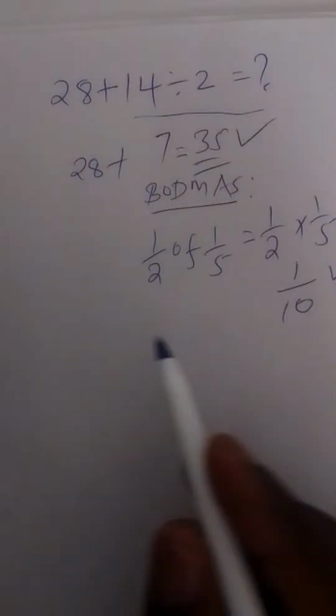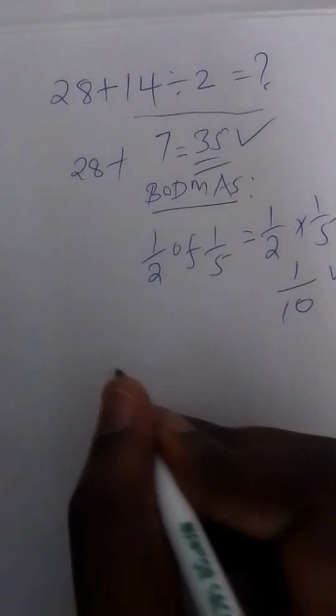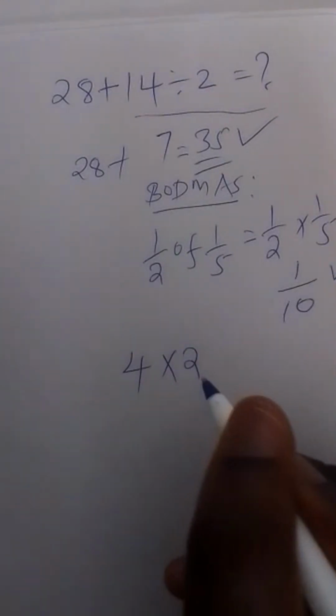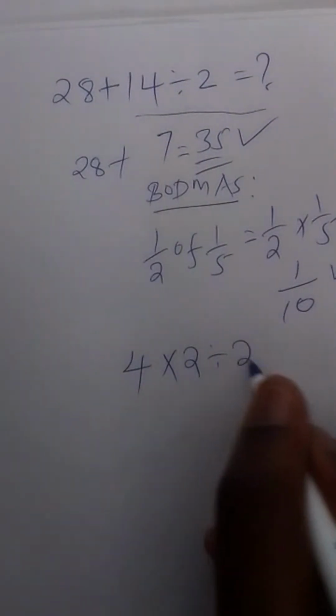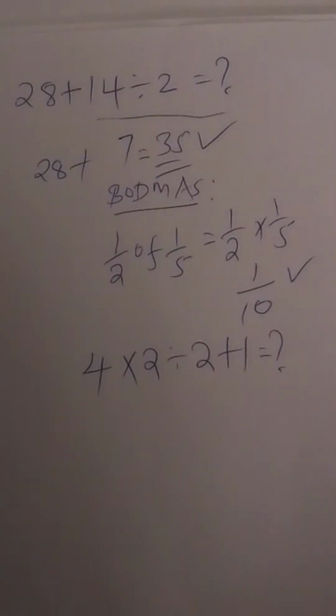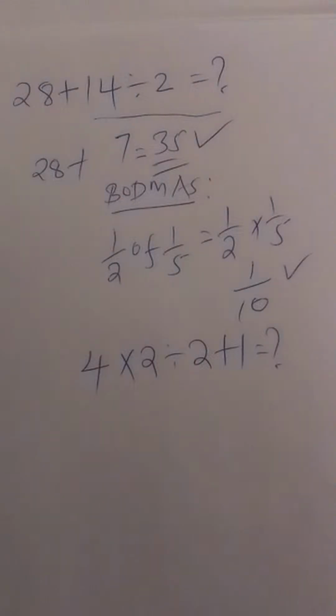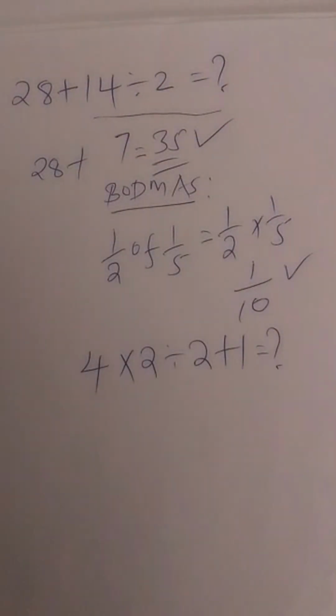So our next question, I want us to work out this other one. 4 times 2 divided by 2 plus 1. So what's the answer in that case? 4 multiplied by 2. Oh, you're very good at maths. Thank you so much, Ken, I appreciate. So we have 4 multiplied by 2 divided by 2 plus 1.